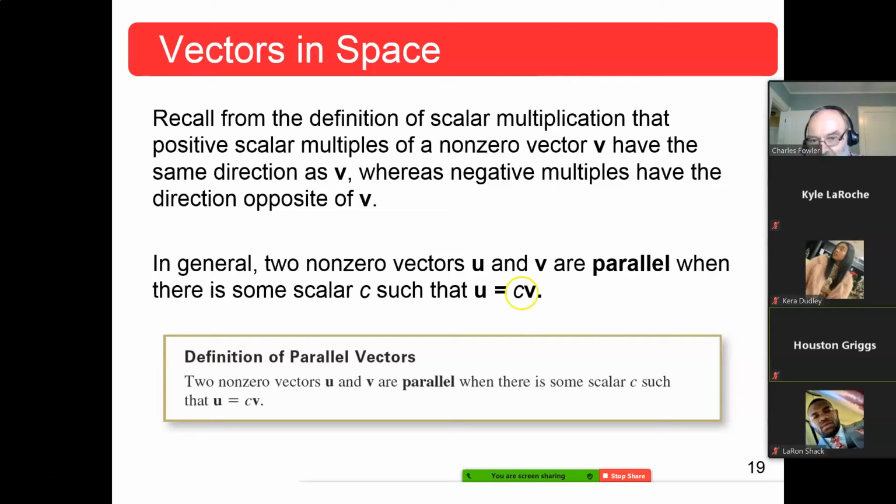So here's the definition of parallel vectors. 2 non-zero vectors, u and v, are parallel when there is some scalar c, any real number in the world other than 0, such that u is equal to c times v. Because we already said they're non-zero vectors, if the scalar c was 0, that would make u 0, and we can't have that. So they should say some non-zero scalar c.